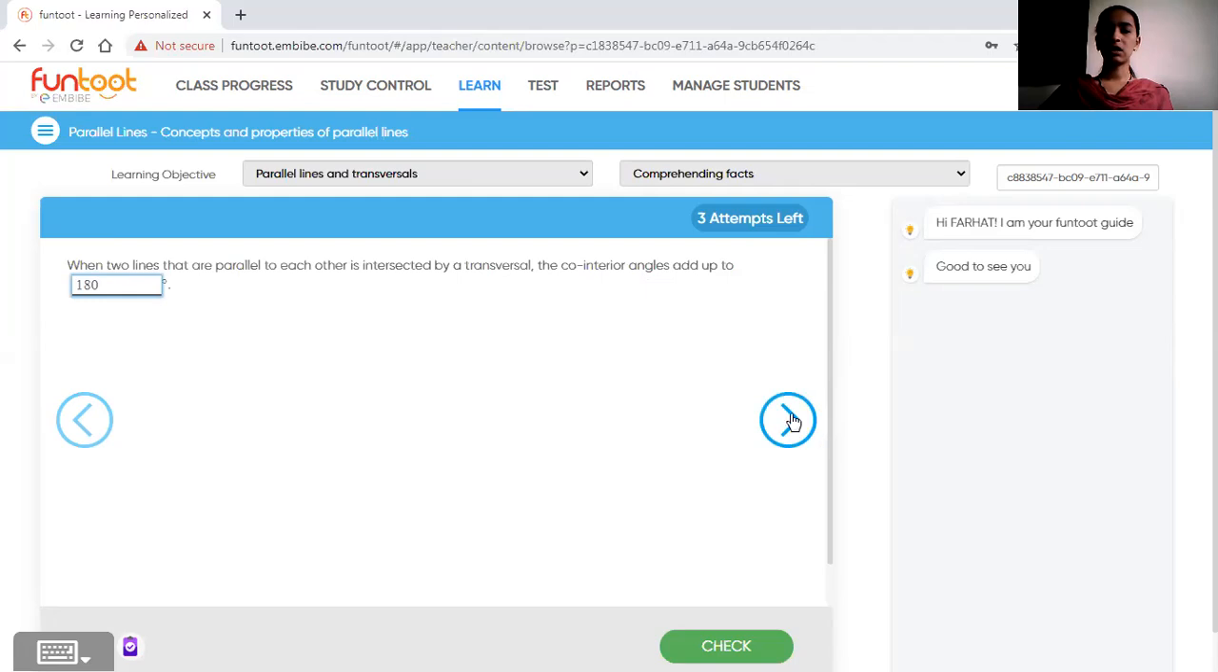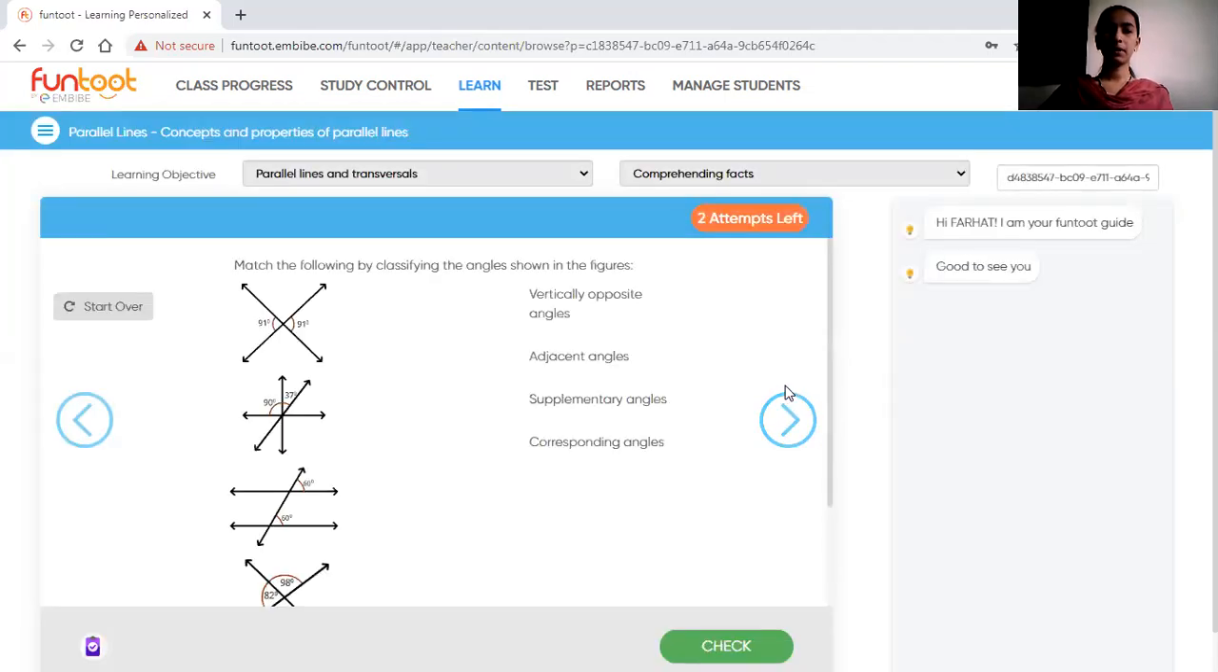Now let's take another. Now, many figures are given here. We have to match the following. Classify the angles shown in the figure. Now, these two are equal. They are either vertically opposite angles or adjacent angles. Which angle are they? We have to choose the correct one.